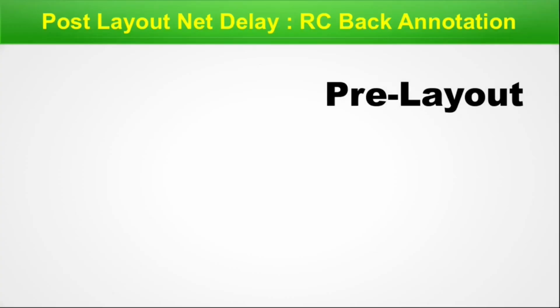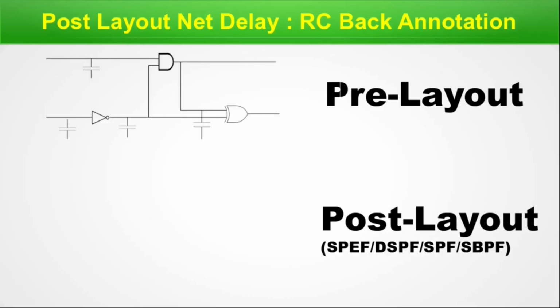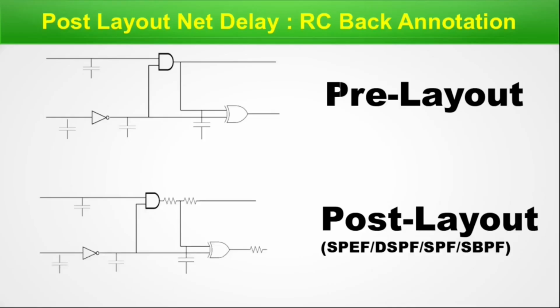Let's move on. Post-layout net delay, RC back annotation. So far we have talked about all the pre-layout delays. In this slide, we will enter the junction point where the front end meets the back end. Through infographics, we will explain how the designer-designed netlist catches the cough and cold of parasitic RC when its layout is realized. So here we go. This is our pre-layout circuit. When we realize the post-layout circuit after the layout and we extract the SPF, DSPF, SBPF, etc., whatever you call it, the post-layout netlist comes out like this.